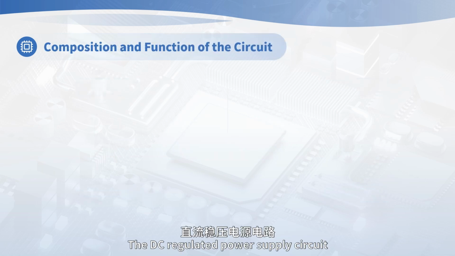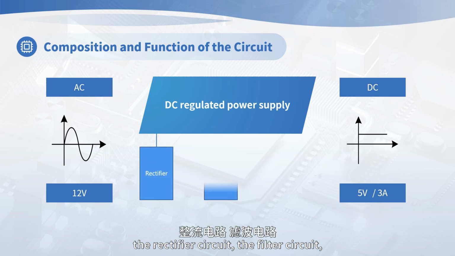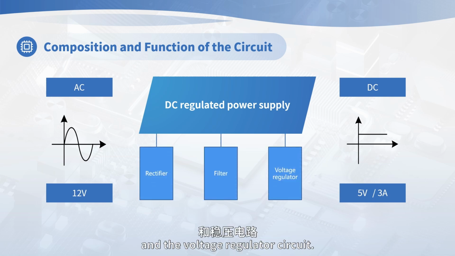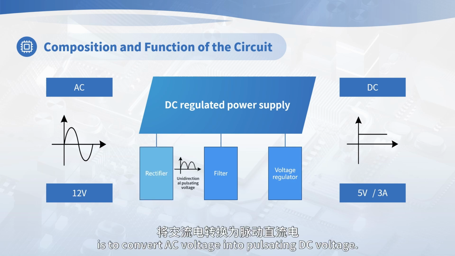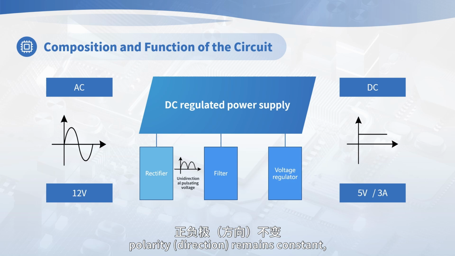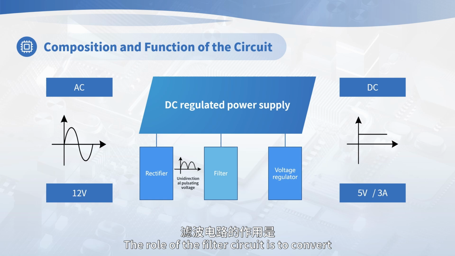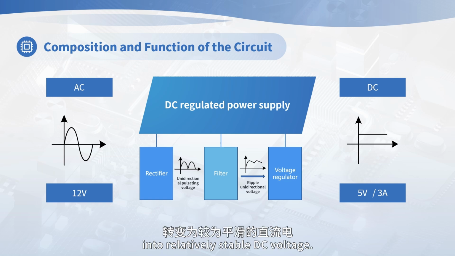The DC-regulated power supply circuit is composed of 3 main parts: the rectifier circuit, the filter circuit, and the voltage regulator circuit. The role of the rectifier circuit is to convert AC voltage into pulsating DC voltage. Pulsating DC voltage means that the voltage, or current, polarity, direction, remains constant, but the magnitude varies with time. The role of the filter circuit is to convert the periodically varying pulsating DC voltage into relatively stable DC voltage.